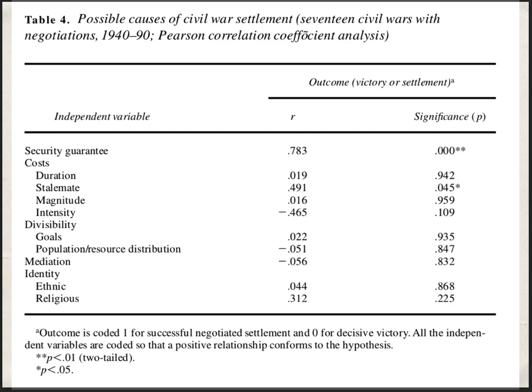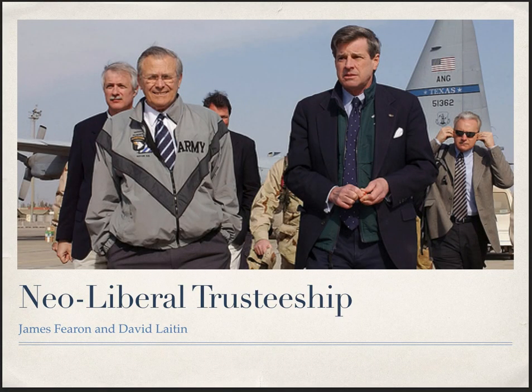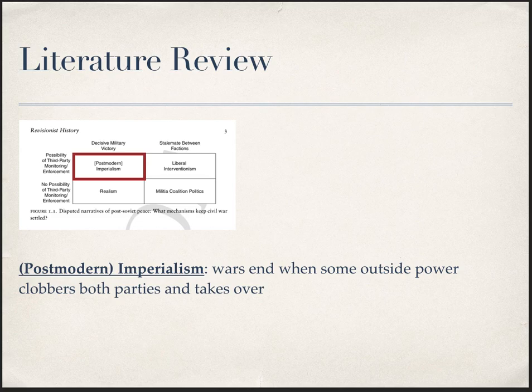Right? So to consider this, we have to look at models of when and why states intervene, and how often or how intervention works once it's underway. And to do that, we'll turn first to Fearon and Laitin's neoliberal trusteeship. This should look familiar from the top left corner of our chart. So again, to Driscoll here.